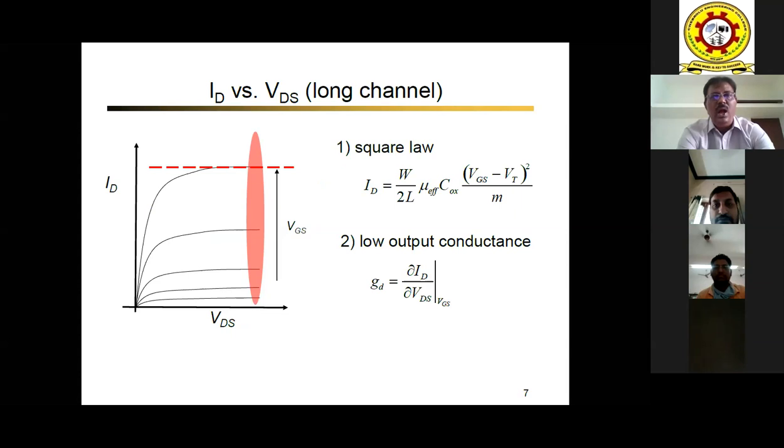This is the thing I'm talking about. Under a long channel, when we see the volt-ampere characteristic curve of a conventional MOSFET, it follows a certain conventional mathematical formula, right? A square law is implemented. So you see your current gets almost saturated towards the higher end of your drain-source voltages. Similarly, low output conductance. These are the desired parameters in a long channel, which we are going to miss when we move to a short channel.